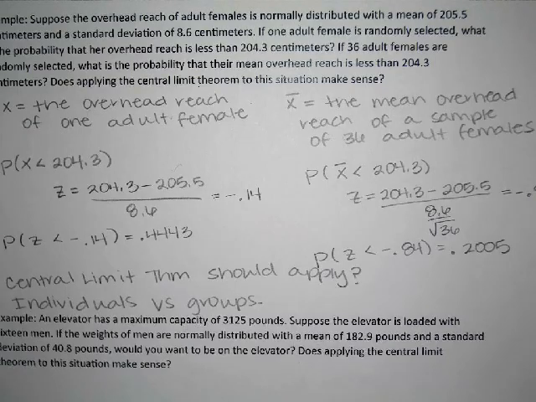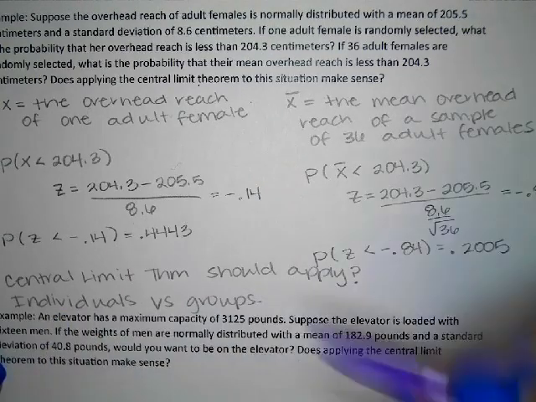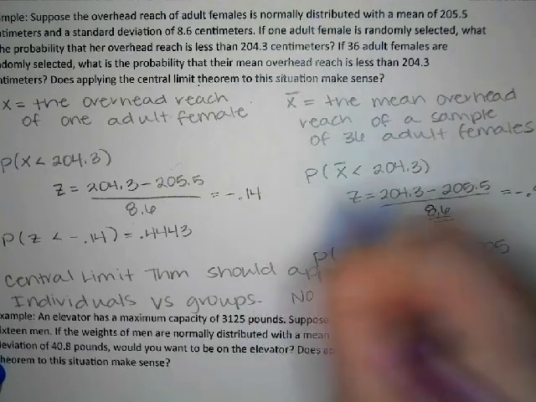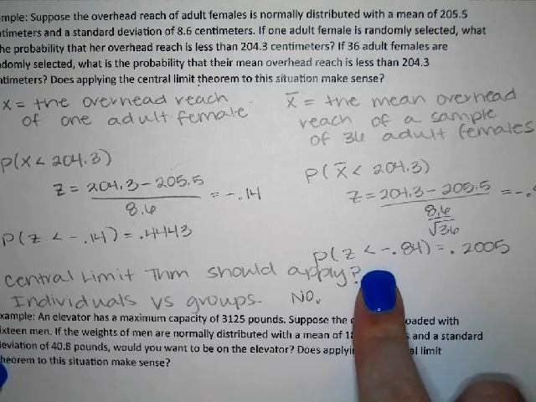If we build an airplane, is the average woman, as an individual, going to have trouble reaching that overhead bin, so it slows down everybody behind her getting on the plane? That's going to be an issue. So the answer to this is no. The central limit theorem should not apply because the central limit theorem applies to groups, and this is a question where we would care more about individual people.